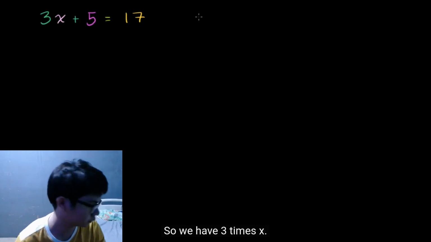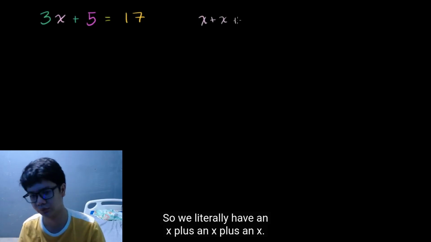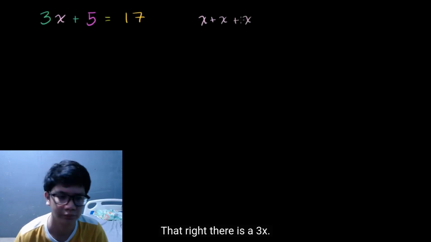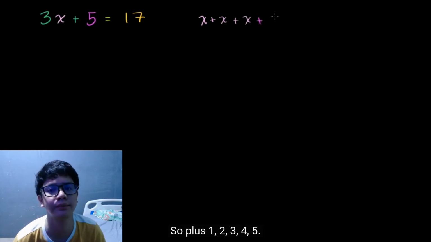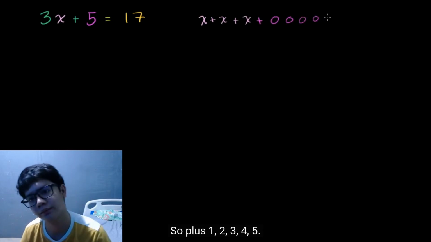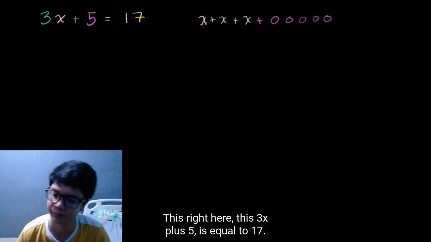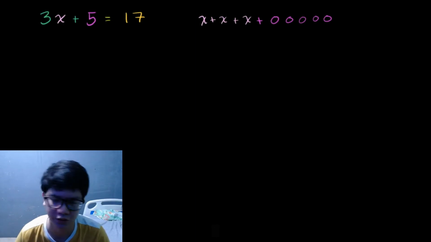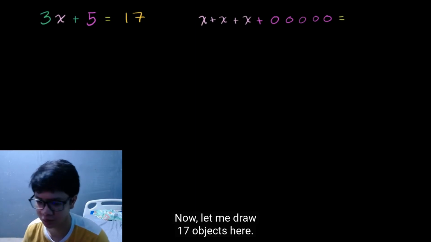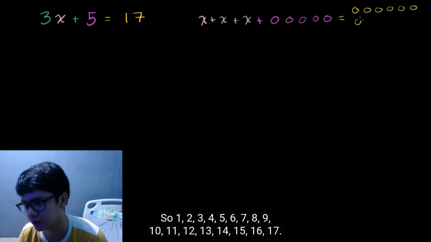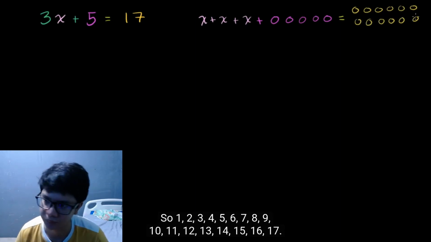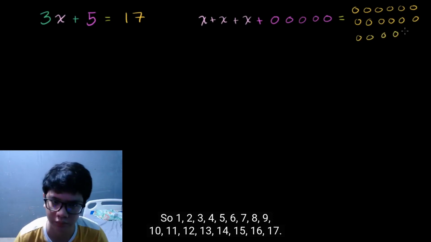So 3 times x literally means you have an x plus an x plus an x. That right there is a 3x. And then that's plus 5. And I'm actually going to write it out as 5 objects. So plus 1, 2, 3, 4, 5. This right here is 3x plus 5 is equal to 17. Now let me draw 17 objects here. So 1, 2, 3, 4, 5, 6, 7, 8, 9, 10, 11, 12, 13, 14, 15, 16, 17.